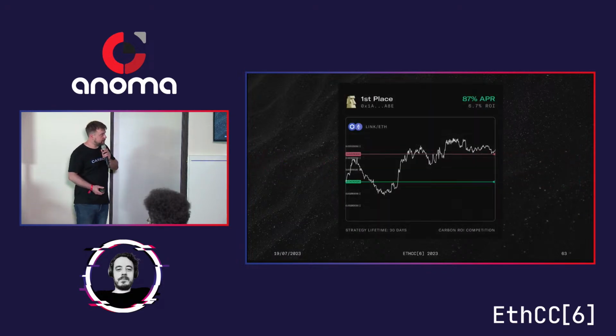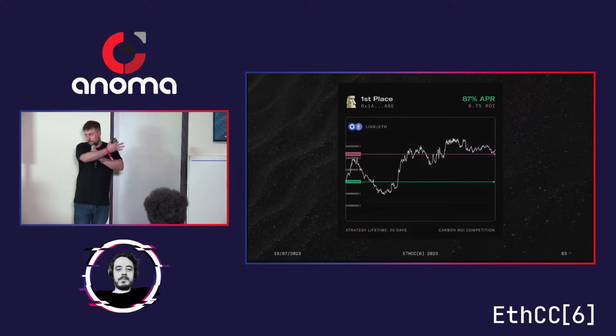So that's Carbon. Just to show that this is out in the wild, we recently ran a trading competition. This is someone who managed to clear 7% ROI in only 30 days. And this is organic, right? This is no token emissions. We're not paying them to do this.